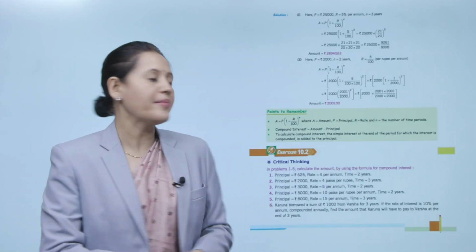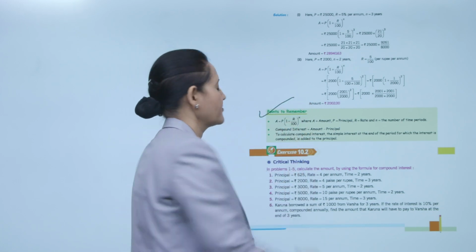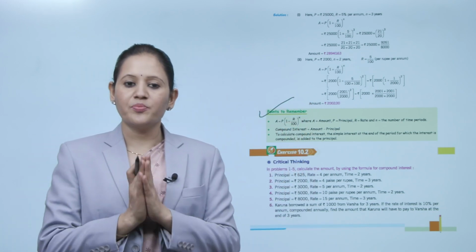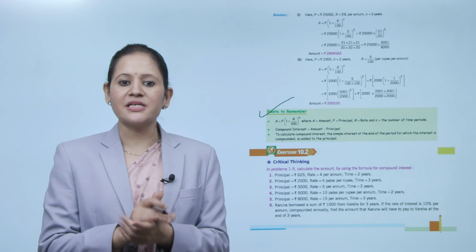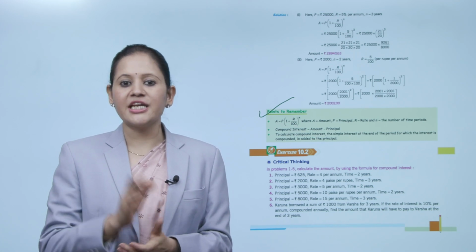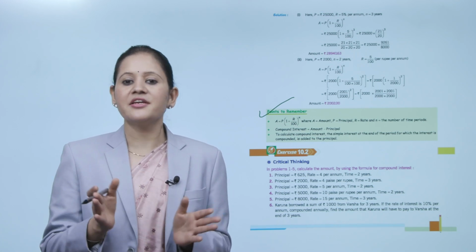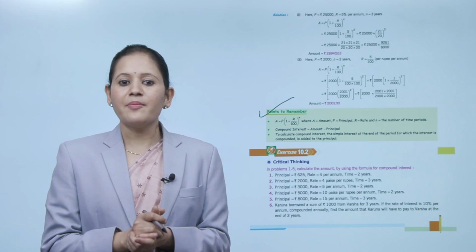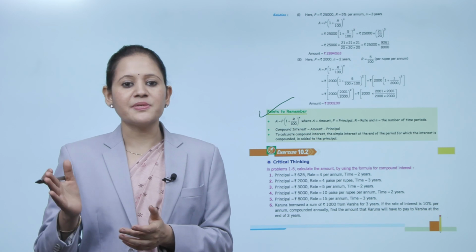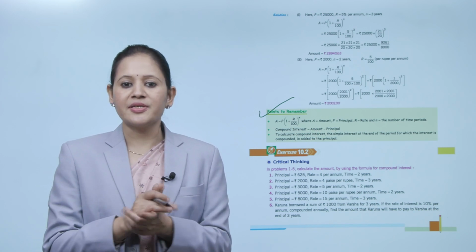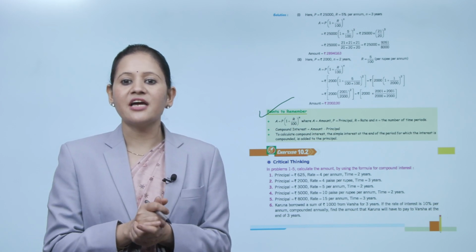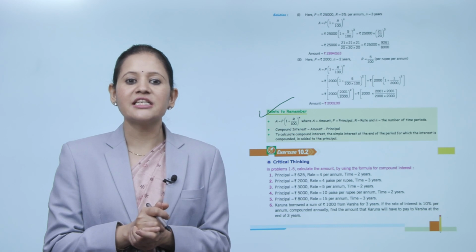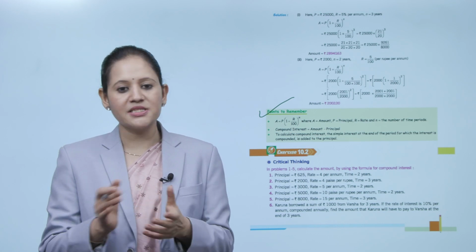Next is points to remember. Amount equals principal multiplied by (1 + R/100) to the power n, where A is amount, P is principal, R is rate and n is the number of time periods. Compound interest equals amount minus principal. To calculate the compound interest, the simple interest at the end of the period for which the interest is compounded is added to the principal.